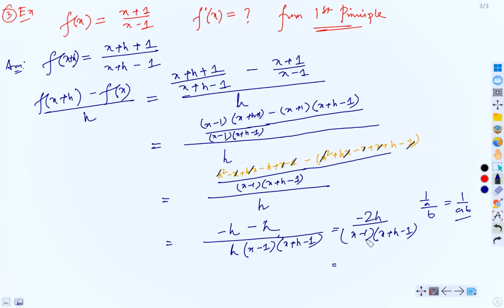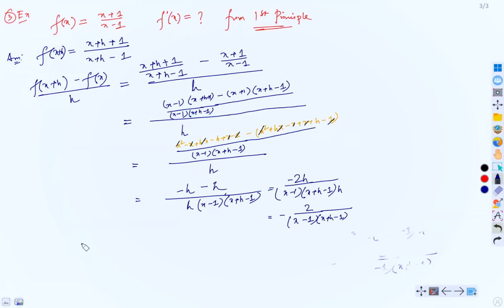Yes, and we have an h here. Let me use this. Yes, so h and h will get cancelled out. This is 2 upon x minus 1, x plus h minus 1, right? So we obtain this ratio as minus 2 upon x minus 1, x plus h minus 1.